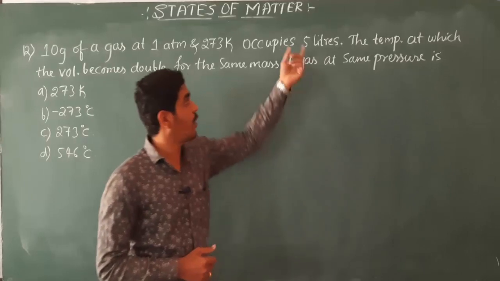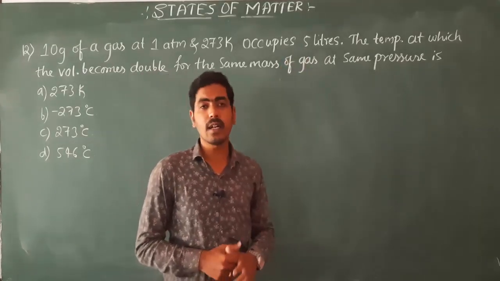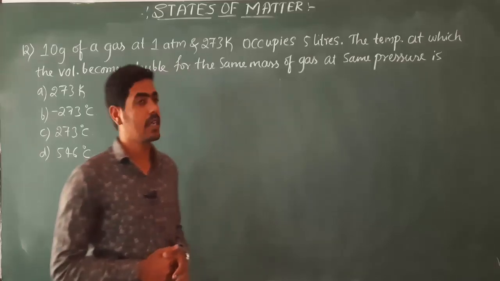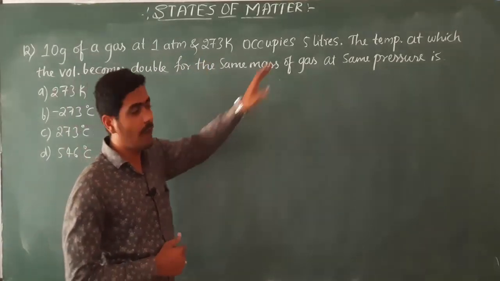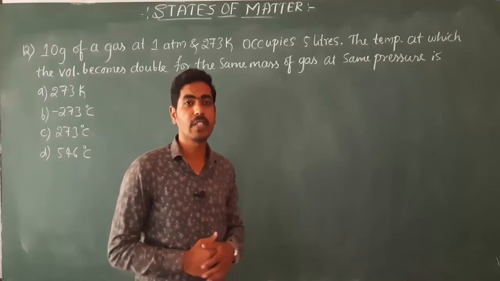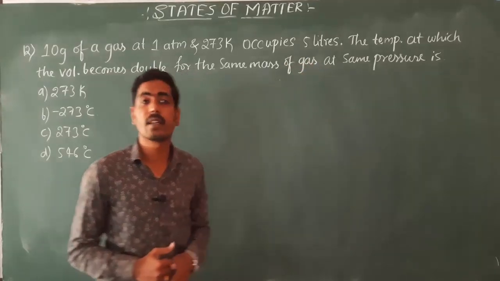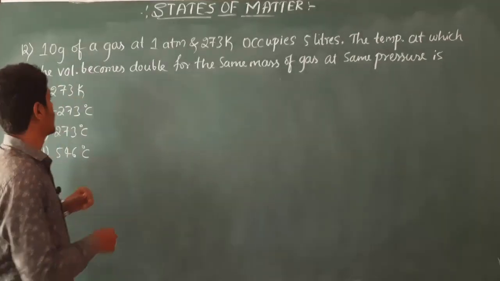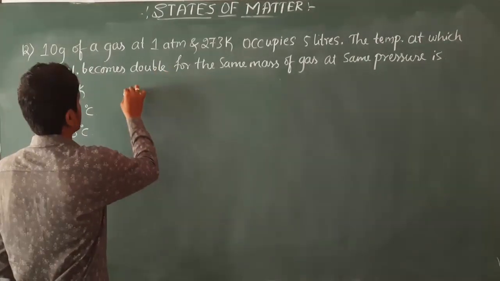Now, if the 5 liters becomes double, that is 10 liters. So at what temperature will it be 10 liters? At 273 Kelvin it is 5 liters. At what temperature does it occupy 10 liters of volume, that you need to find. So simply how will you solve this? Just write down the given things.